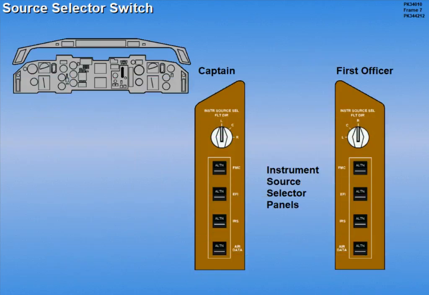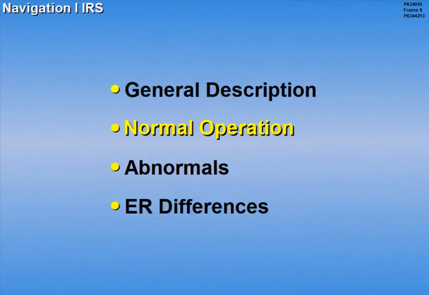The IRS switch, located on the instrument source selector panel, controls the source of IRS flight data. We'll talk more about this in the abnormal section. Let's now look at normal operations.